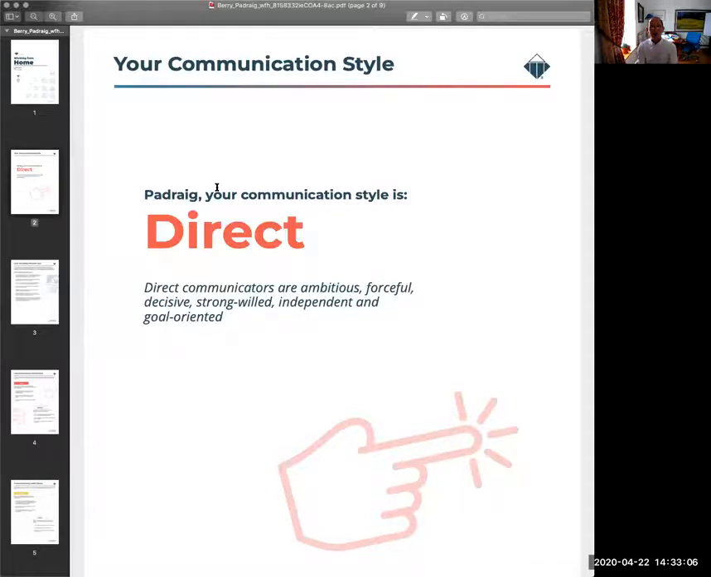So I'm direct. I am ambitious, forceful, decisive, strong-willed, independent, and goal-orientated. So this is the way I am. It's my primary style, and I need to be aware of this in my communication. Of course, others need to be aware of it when I'm communicating with them as well.